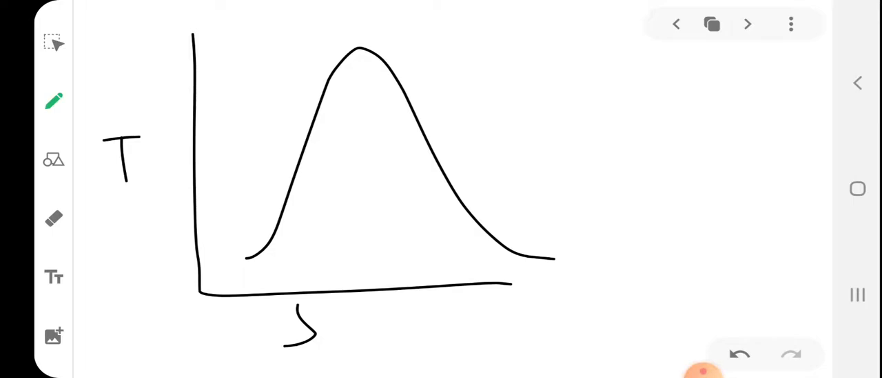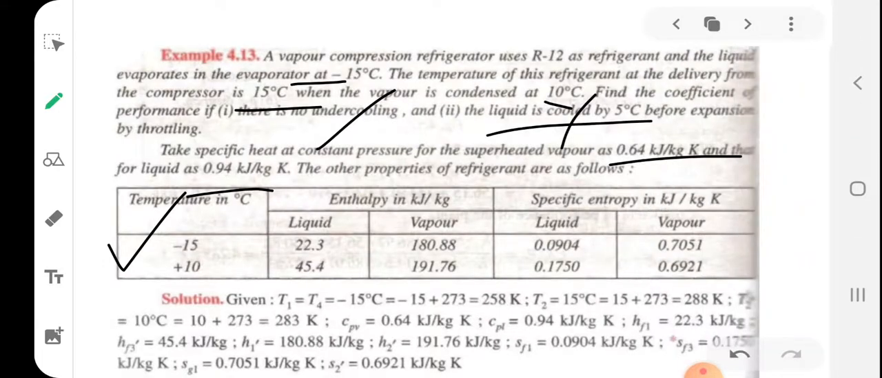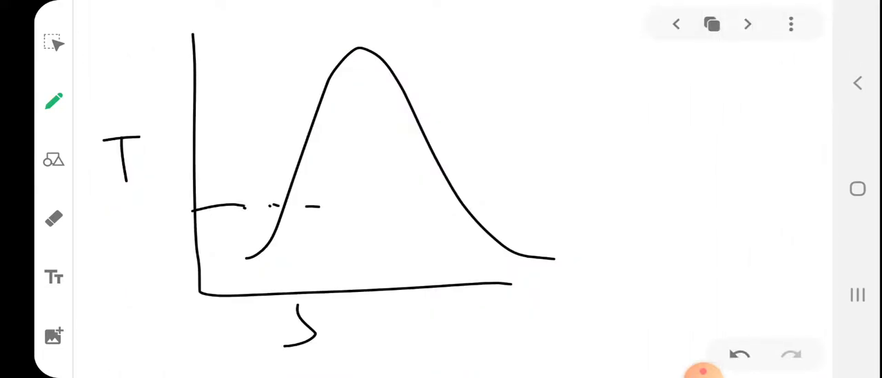So first we will draw without undercooling. Since in the question it is given that the refrigerant is delivered from here, the liquid evaporates in the evaporator at minus 15 degrees Celsius. So this particular temperature is minus 15 degrees Celsius.